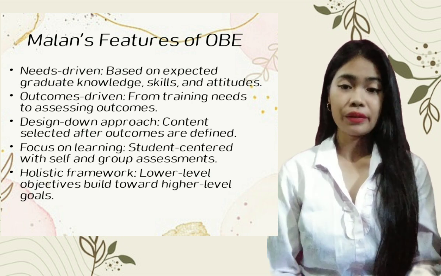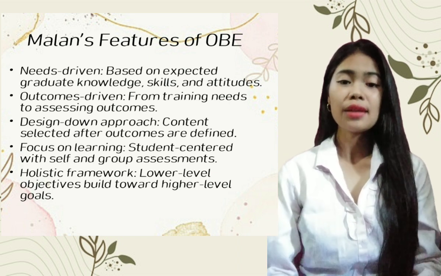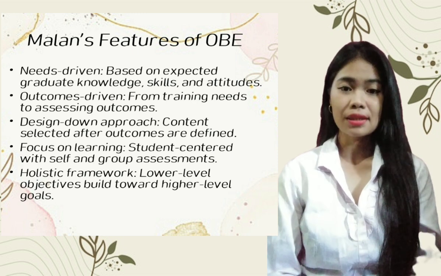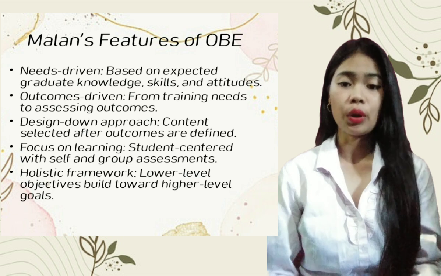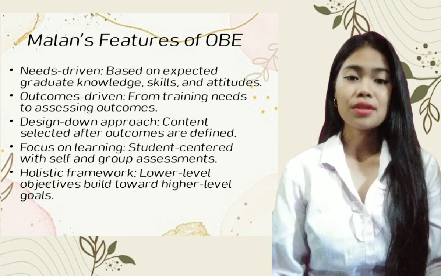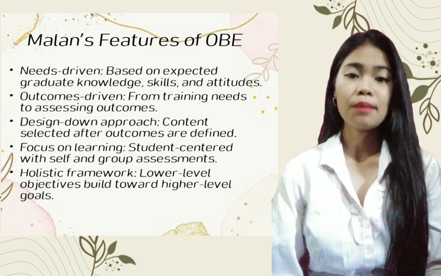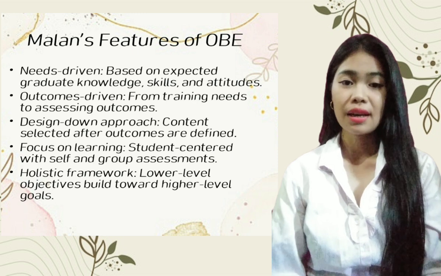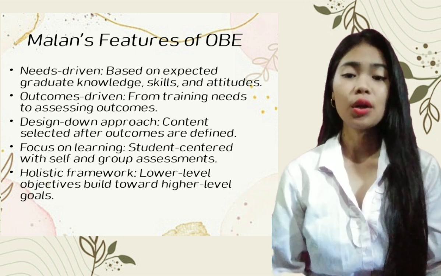And the fourth we have is the focus on learning. So for example, students reflect on their progress or do peer assessments. So students are active participants in their own learning. And the fifth is holistic. For example, start with basic skills like identifying shapes, then move to complex tasks like designing a model house. So learning builds step by step from remembering to creating.